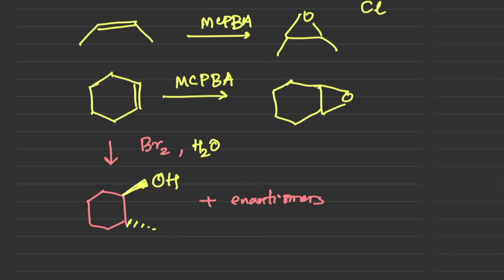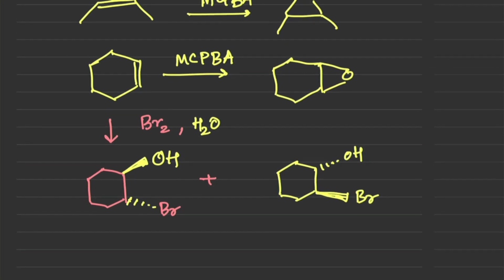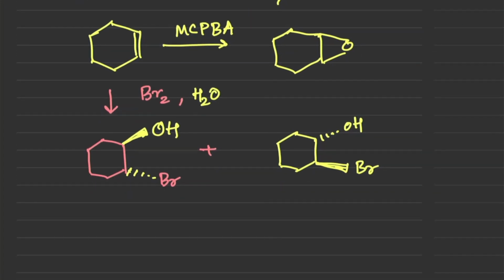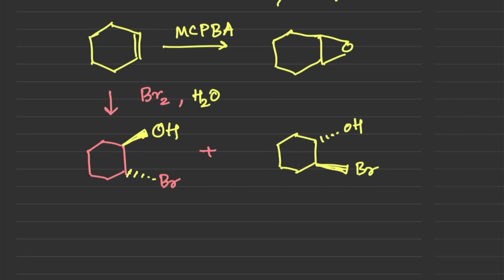I will color code the bromine red. The opposite version can also happen, where the OH gets added to the bottom and the bromine gets added to the top. All right, so either one can happen. Basically, you can have two enantiomers from the same reaction. So these are our halohydrins.